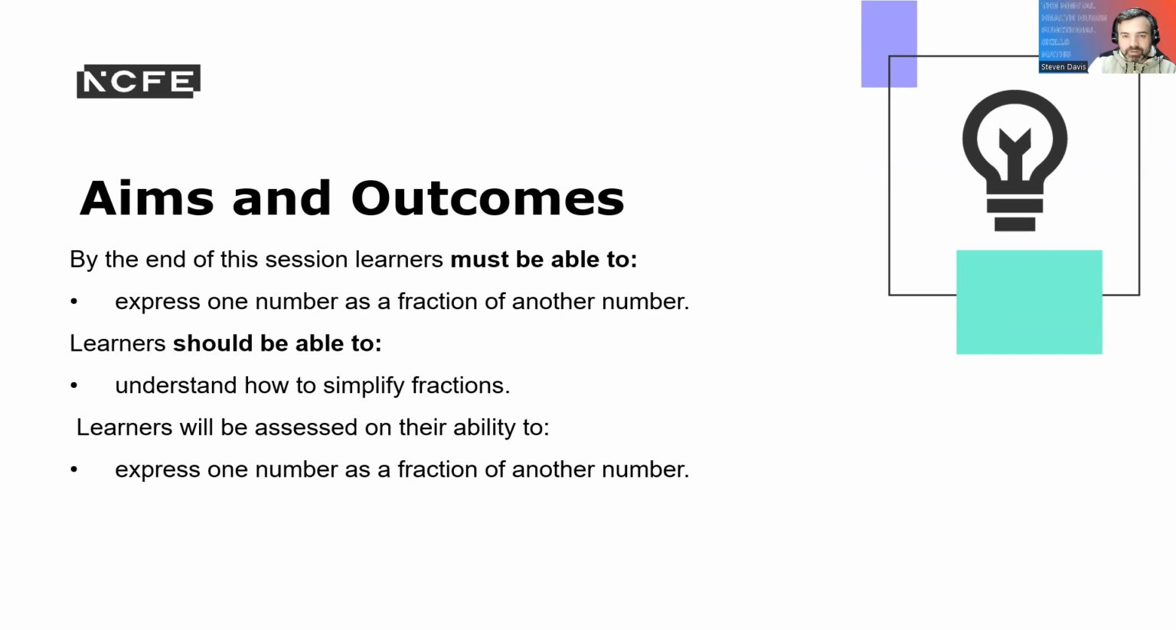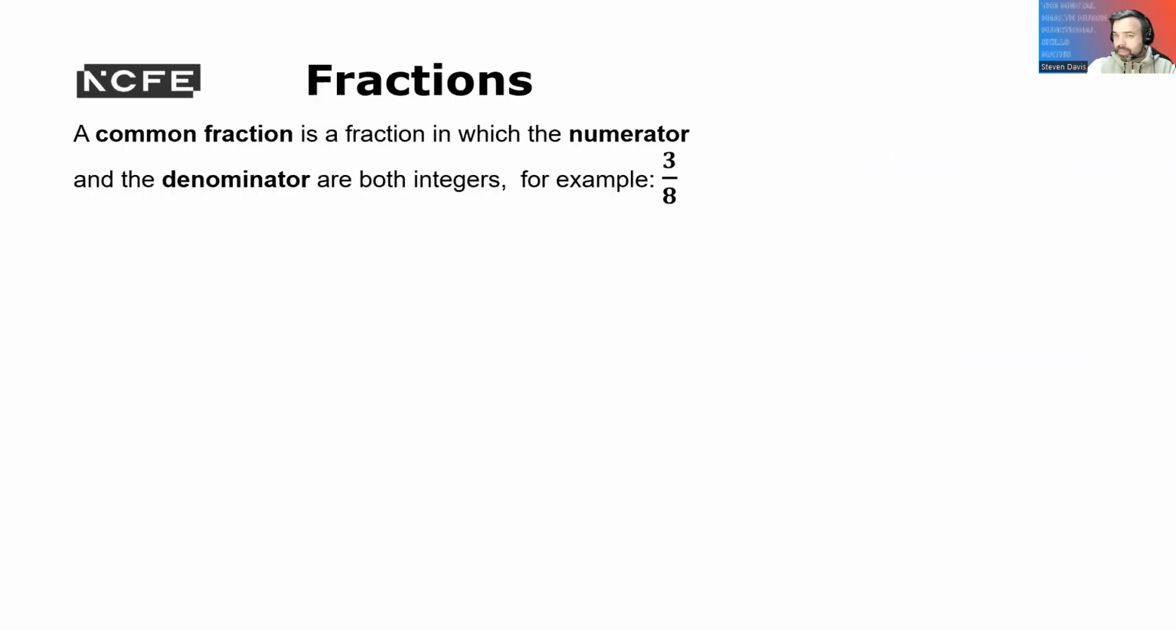So aims and outcomes. By the end of this session, learners must be able to express one number as a fraction of another number. Learners should be able to understand how to simplify fractions, and learners will be assessed on their ability to express one number as a fraction of another number.